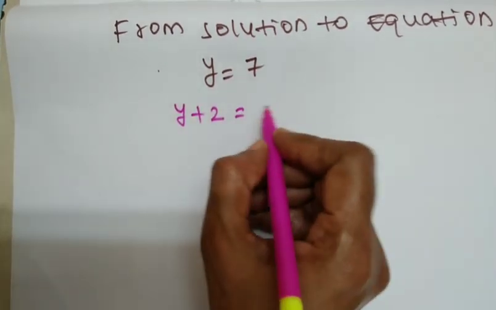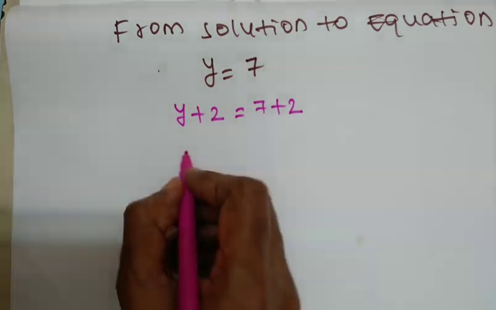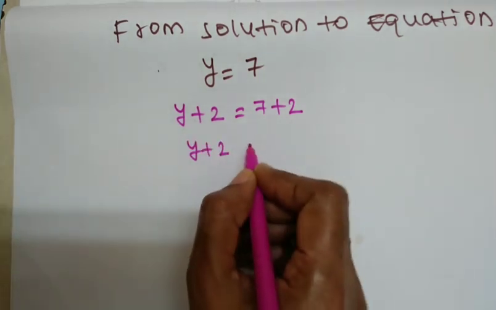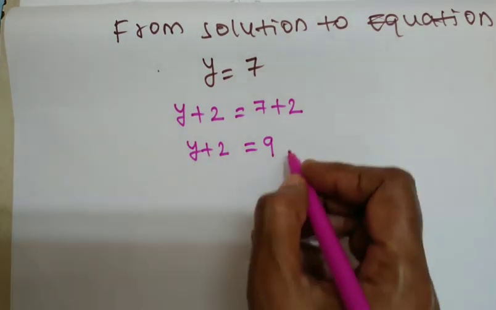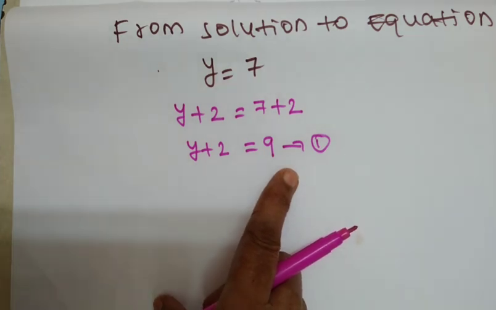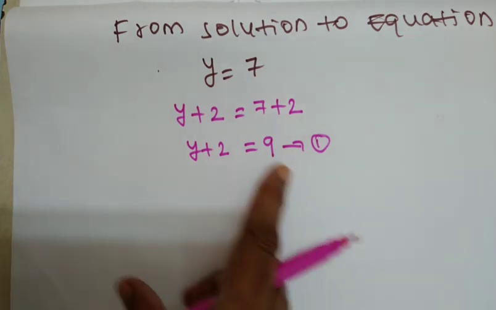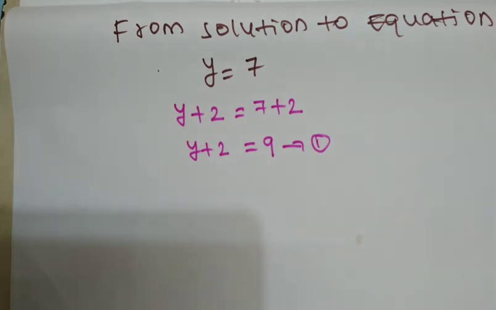That is, y plus 2 is equal to 7 plus 2. Then what are you getting? y plus 2 is equal to 9. Now you see, y plus 2 is equal to 9 is one equation. Now we got one equation. Similarly we can add, subtract, divide, or multiply by any number. We will get so many equations.